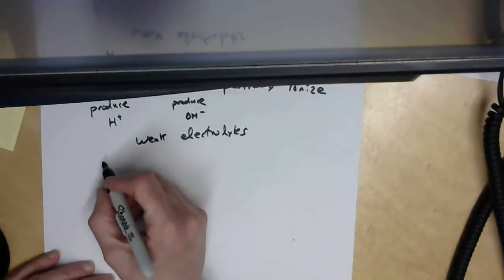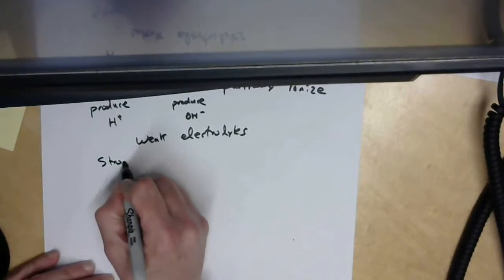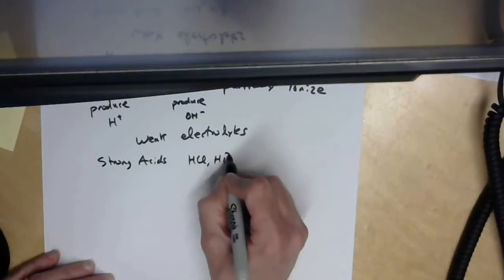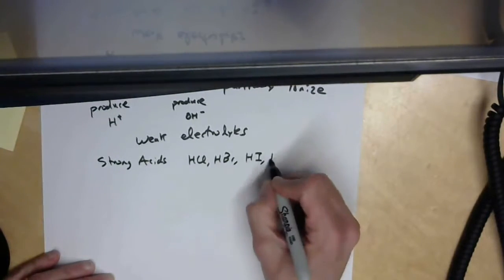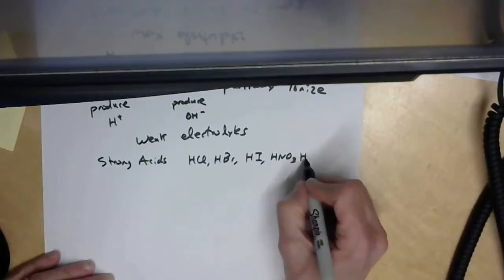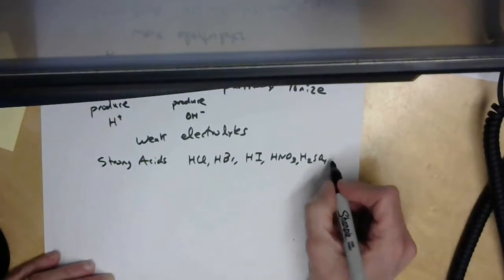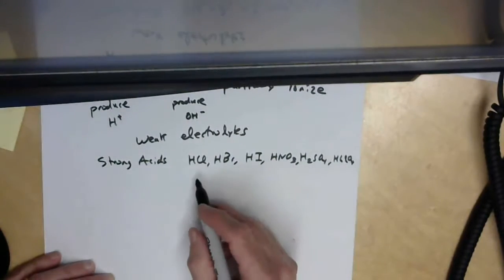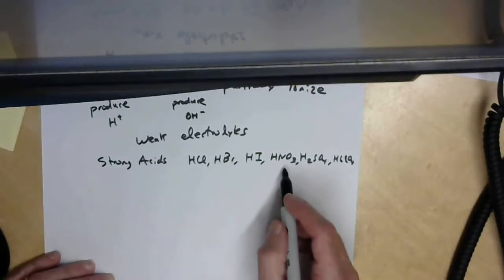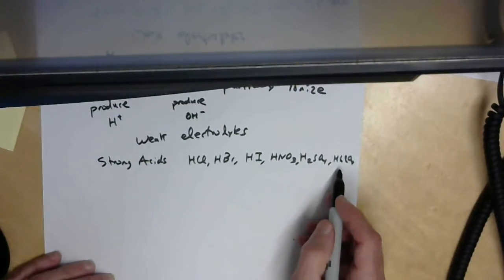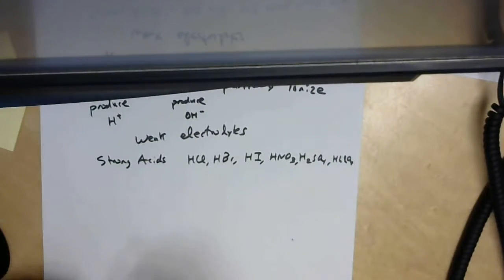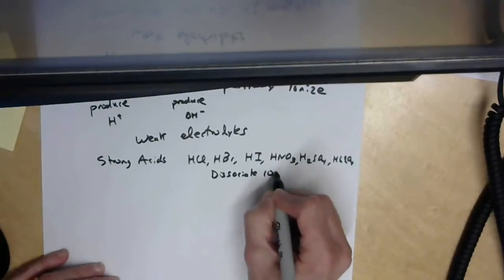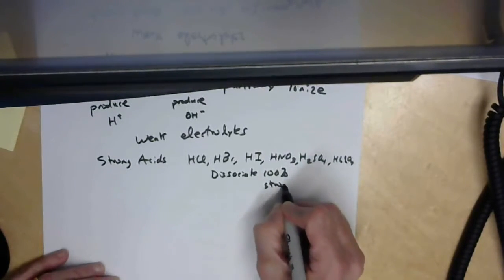And so there are a series of strong acids: HCl, HBr, HI, HNO3, H2SO4, and HClO4. Hydrochloric, hydrobromic, hydroiodic, nitric, sulfuric, and perchloric acids, and they dissociate 100%. So these would all be strong electrolytes.